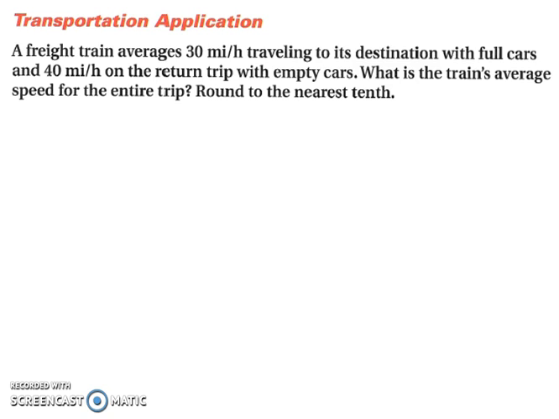So now let's try a transportation application. A freight train averages 30 miles an hour traveling to its destination with full cars and 40 miles an hour on the return trip with empty cars. What is the train's average speed for the entire trip?